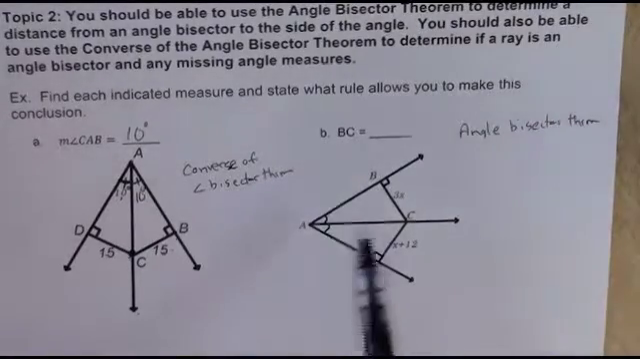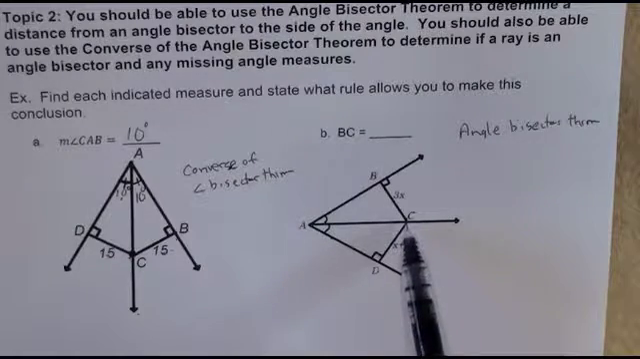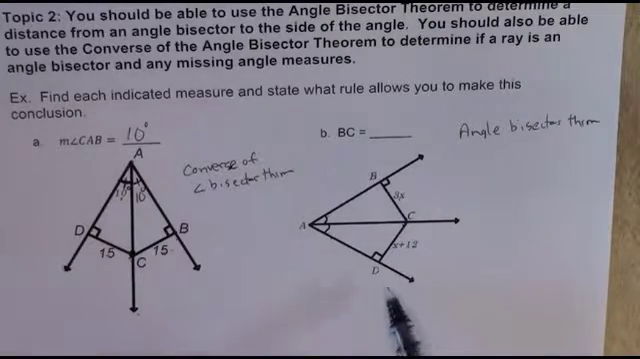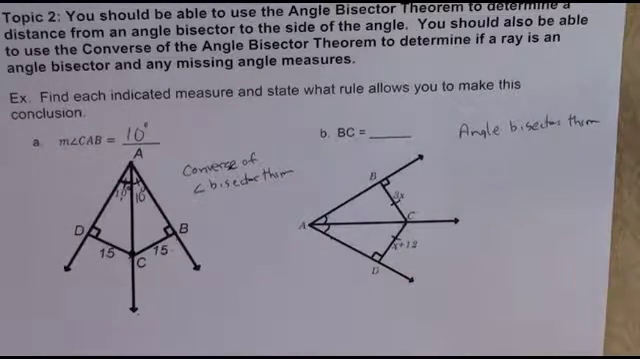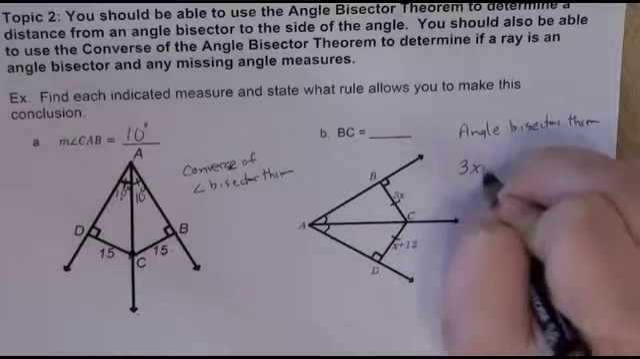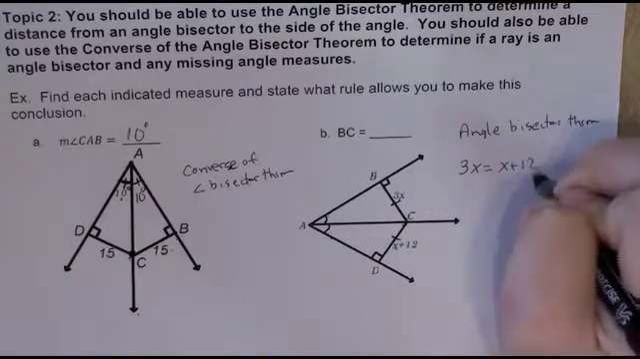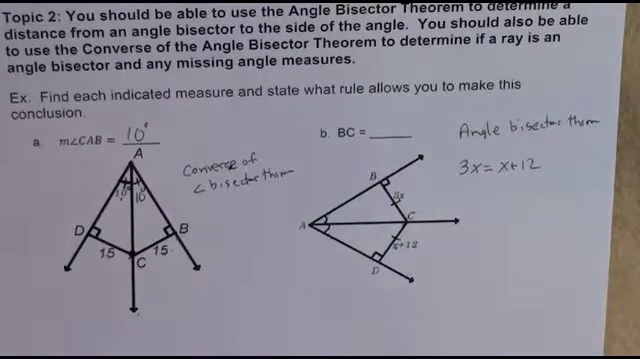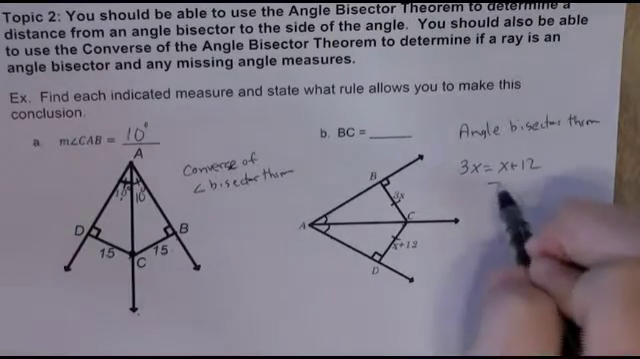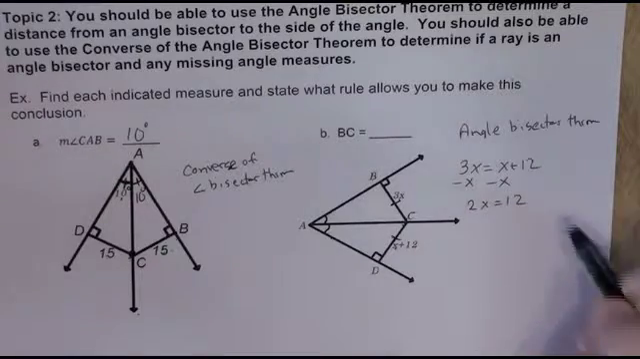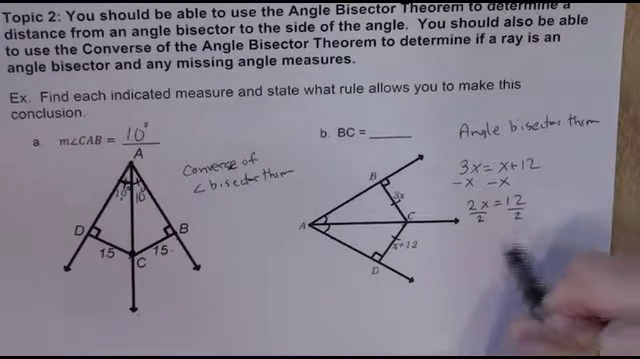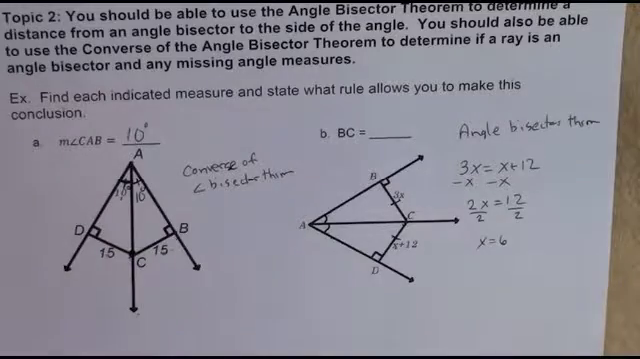The angle bisector theorem says if you are a point on the angle bisector, like point C, then you are equidistant to the two sides. That is, these two lengths are equal, they're congruent. So what you can do is set them equal to each other: 3x equals x plus 12, and solve. Subtract x from both sides of the equal sign. 2x equals 12, divide by 2, and x equals 6.